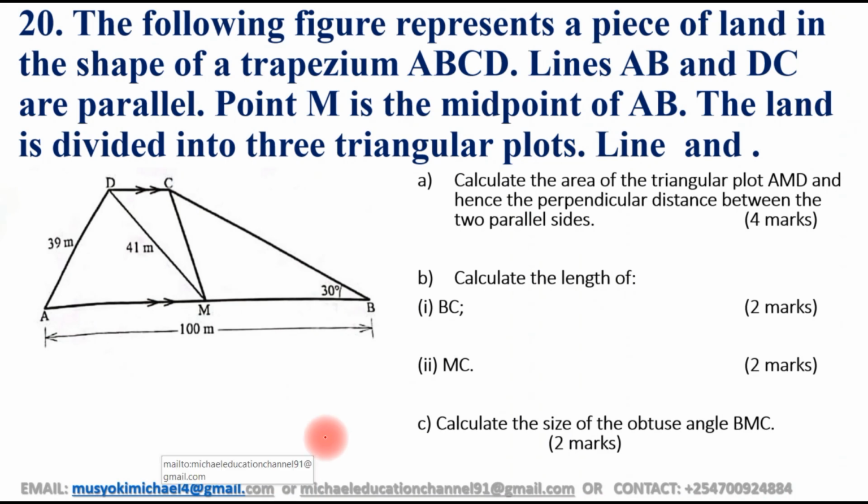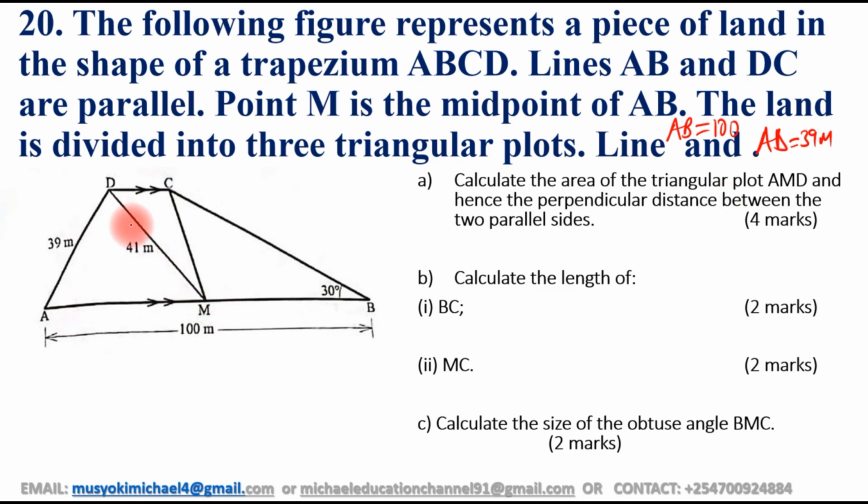So we move on to question number 20. The following figure represents a piece of land in the shape of a trapezium ABCD. Lines AB and DC are parallel. Point N is the midpoint of AB. The land is divided into 3 triangular plots. Line AB is equal to 100, AD is equal to 39 meters, MD is 41 meters, and angle ABC is 30 degrees.